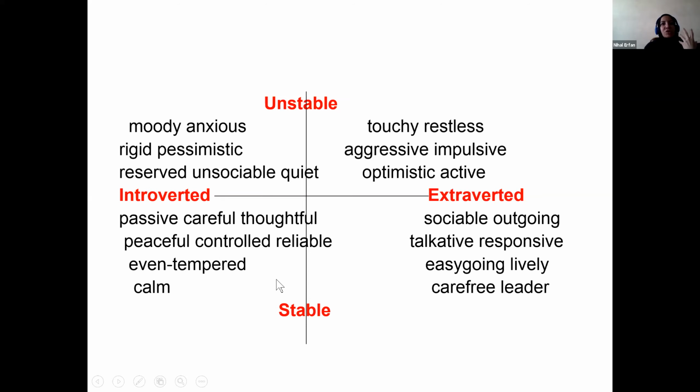Again, is this something that you can choose to be? No, it's not. This is just who you are. So maybe you want to think about yourselves. Where do you fit? The extroverted, stable. So people are social, outgoing, talkative, responsive, easygoing, lively, carefree, and more leaders. And so you will find that people from this group tend to hang out with people from this group because this is a lot of energy, right? Sometimes a bit too much energy, but they tend to attract the group.